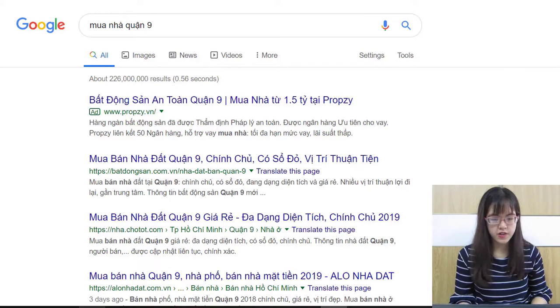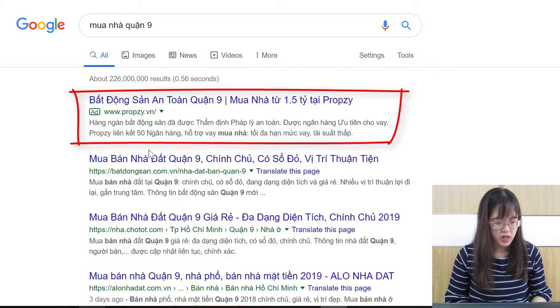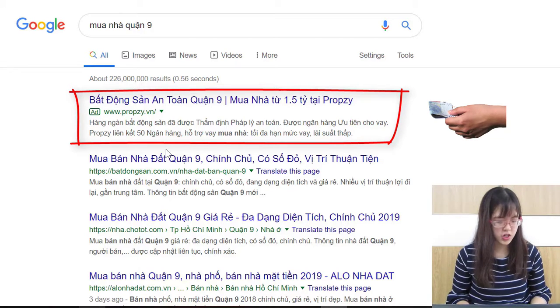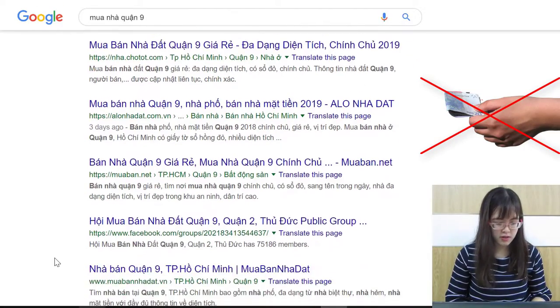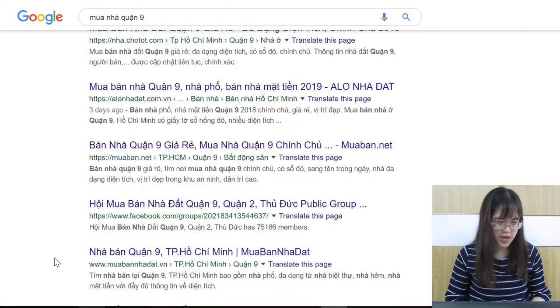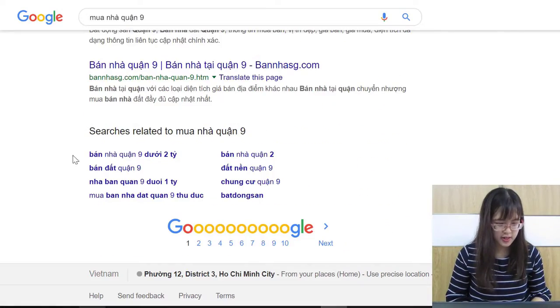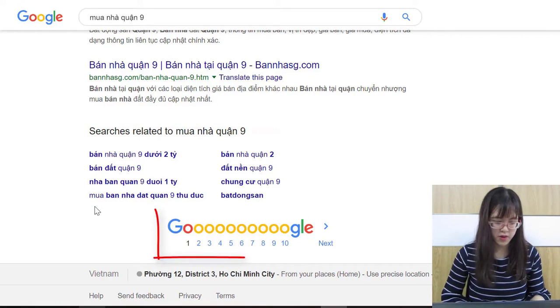This is a typical search page with results, and as you can see here, at the top are the ads. The firm needs to pay Google per click. When the customer clicks, they have to pay for each click. The other part is organic results, and there are typically about 10 results on each page of Google. And here is the related search: the people who search this keyword also search for those keywords.